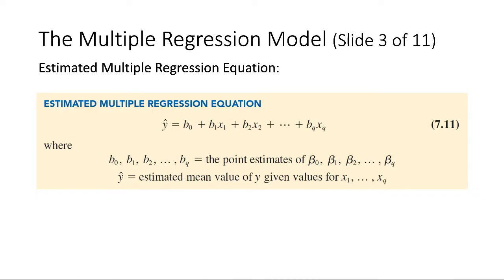So in practice, the values of the population parameters beta 0 to beta q are not known, so we must estimate them from sample data. When we estimate, the beta values become b values. So these sample statistics provide this estimated multiple regression equation.